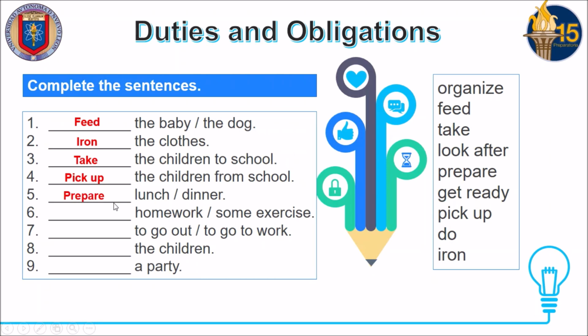Prepare lunch or dinner, it's like cooking. Do the homework, do exercise. Get ready. So maybe like dressing and grabbing all the stuff that you need. Look after the children, so taking care, that will be the meaning, and organize a party.